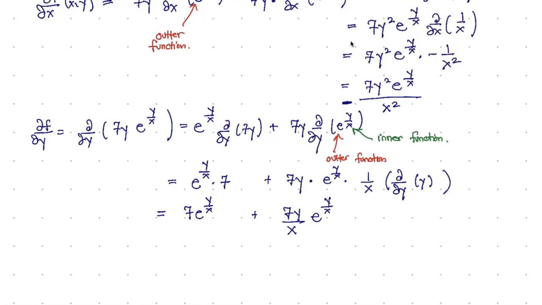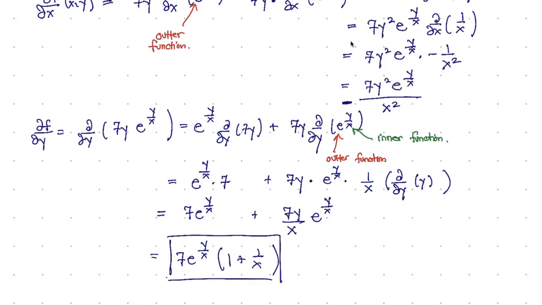If you want, you could simplify this further by pulling out the 7e to the y over x and simply getting 1 plus 1 over x times 7e to the y over x.